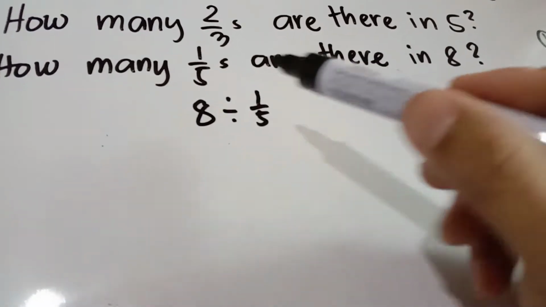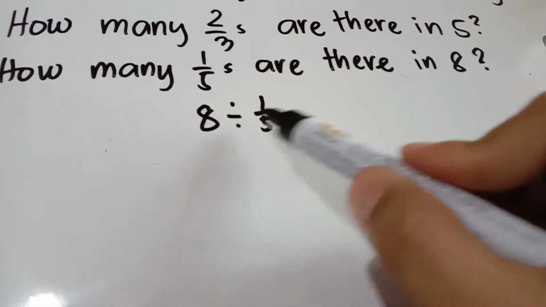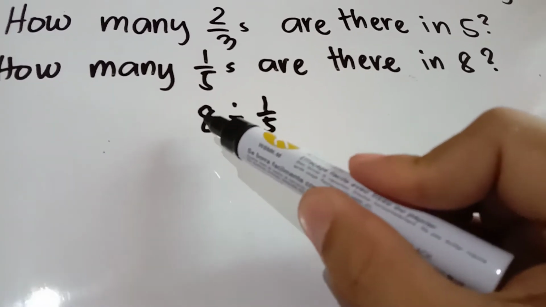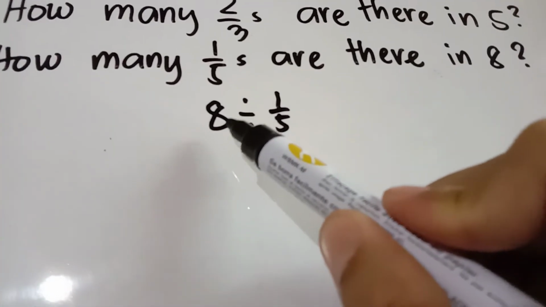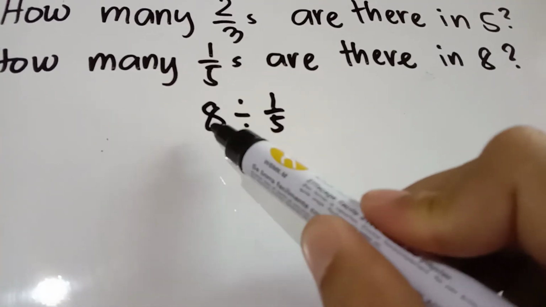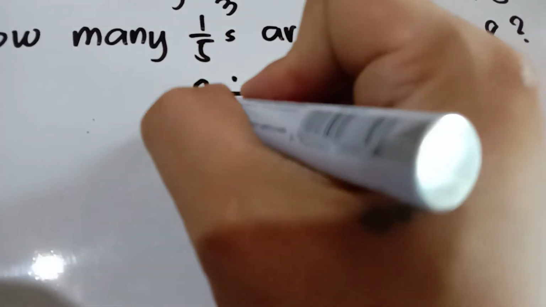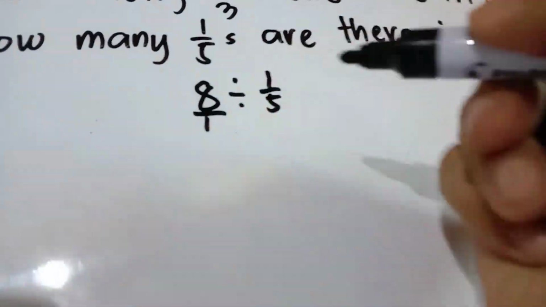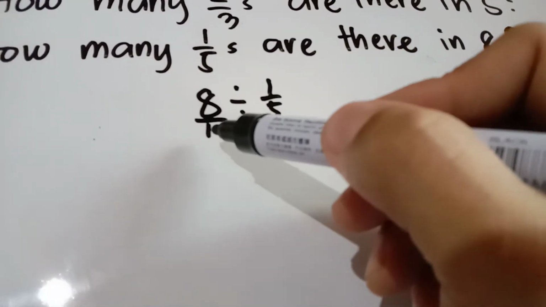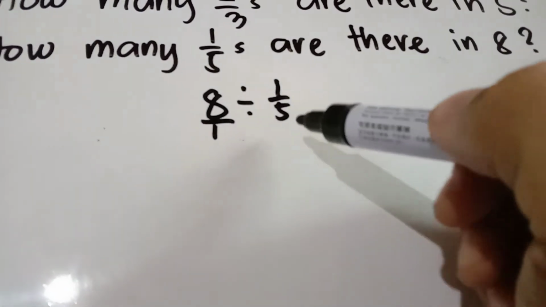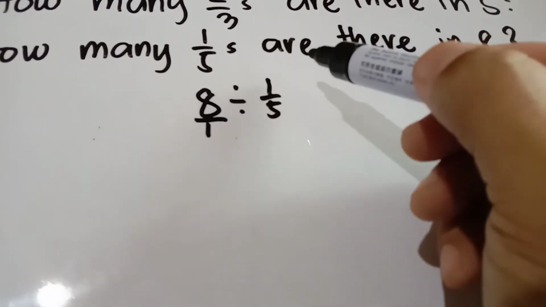So again, 8 is a whole number, so we cannot divide it directly. So what we are going to do is we will change the whole number 8 into a fraction. Gagawin nating fraction si 8 by writing 1 as the denominator of 8. So 8 over 1 divided by 1/5. Okay, so what's next? Anong susunod na gagawin?